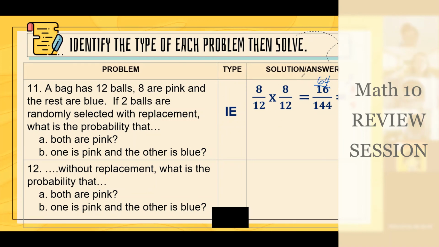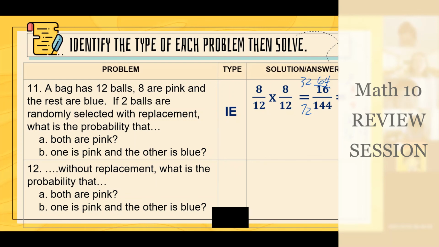64 divided by 2, that will be 32. Divide by 2 yung 144, that's 72. Tapos, divide by 2 again. 32 divided by 2 is what? 16. 72 divided by 2 is 36. Divide by 4. 16 divided by 4 is 4. 36 divided by 4 is 9.